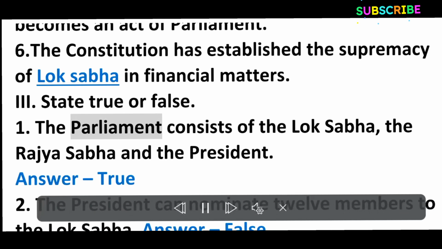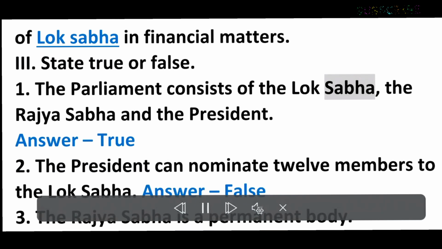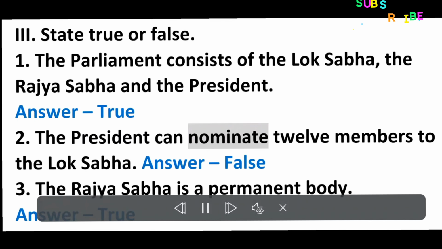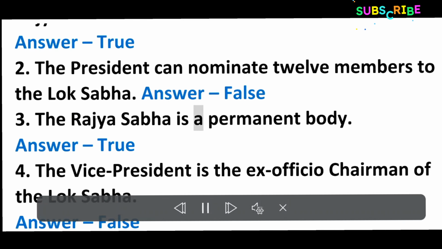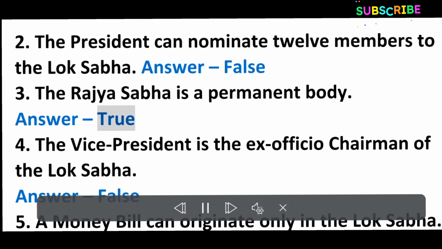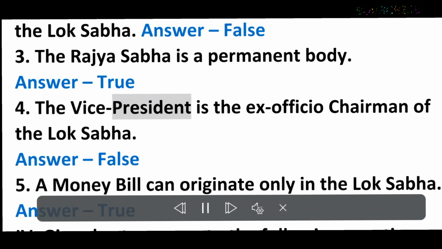1. The Parliament consists of the Lok Sabha, the Rajya Sabha and the President. Answer true. 2. The President can nominate 12 members to the Lok Sabha. Answer false. 3. The Rajya Sabha is a permanent body. Answer true.